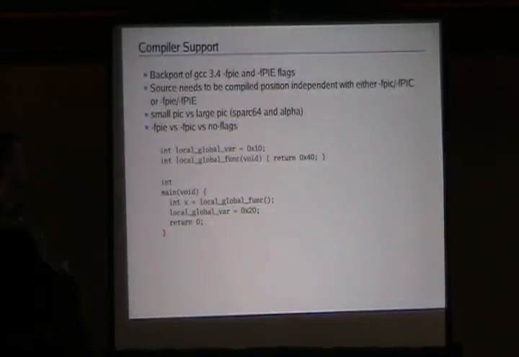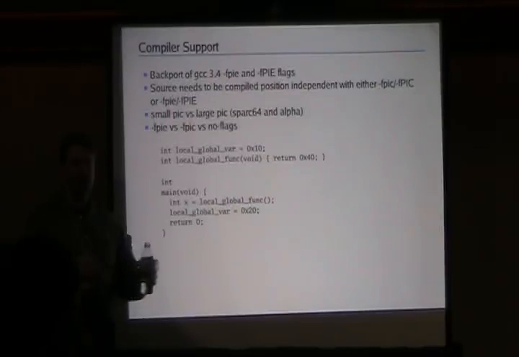GCC 3.4 had introduced the PIE flag, and I backported that to the version that we're using, 3.3. What the PIE flag does is it's very similar to the PIC flag. If you're familiar with PIC, it compiles your program to be position independent. But really, it's more than just position independent. The object is really designed to run within a shared library, such that the symbols can be overridden by other shared libraries or the main program itself.